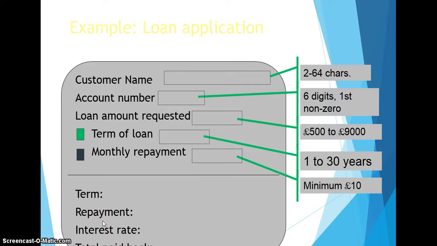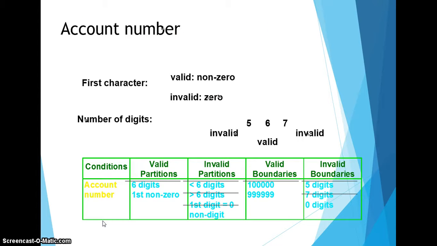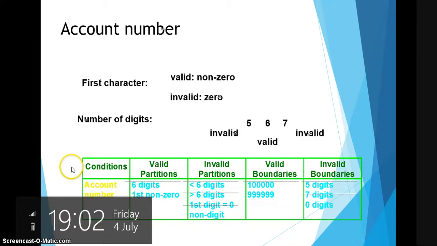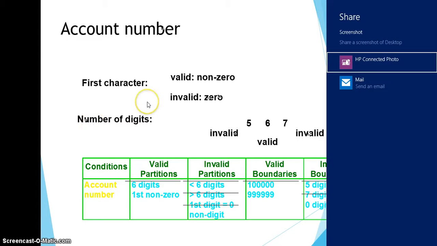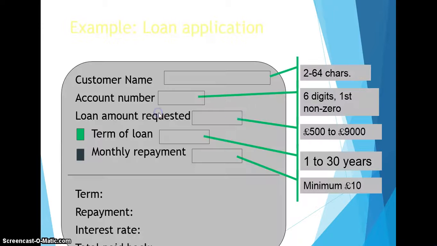So let's look at this example of a loan application. Now the first character of the account number should be non-zero. So the valid one is non-zero, invalid is 0. Now if you go back to the account number, it says 6 digits and first is non-zero. So for the first digit we picked up that value, which is valid, non-zero, and invalid, which is 0.